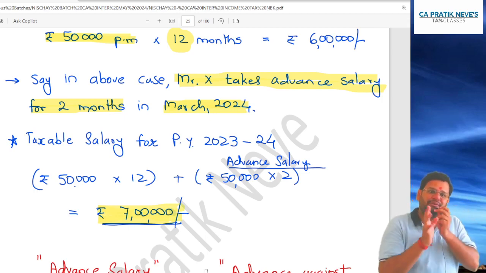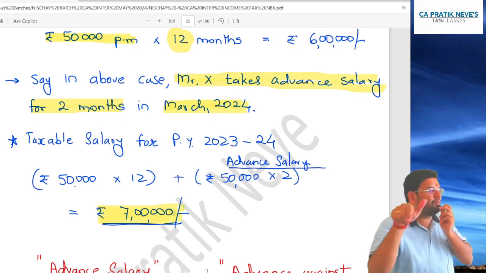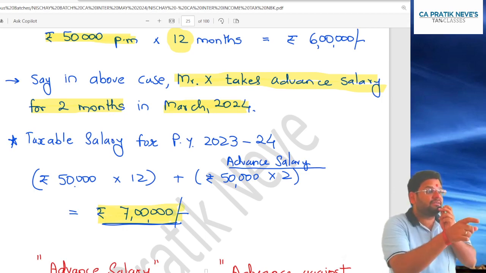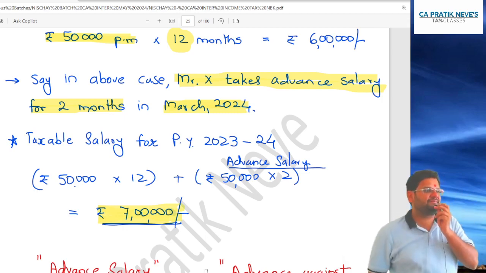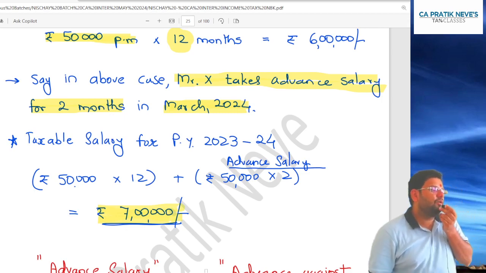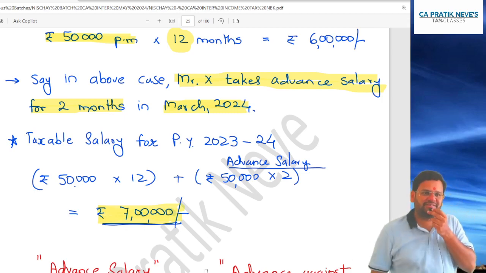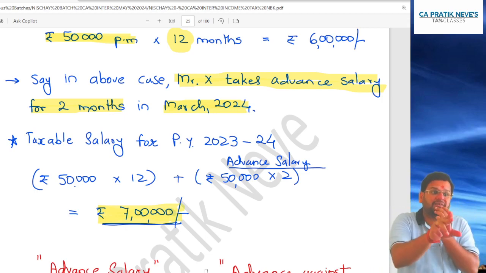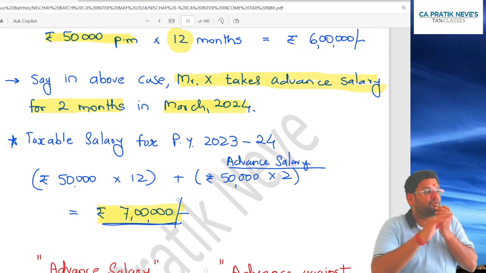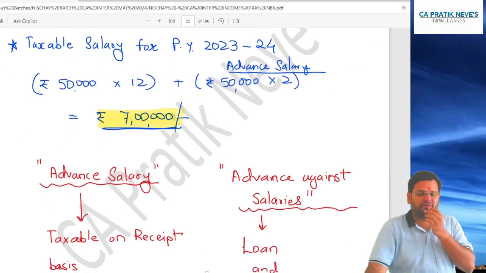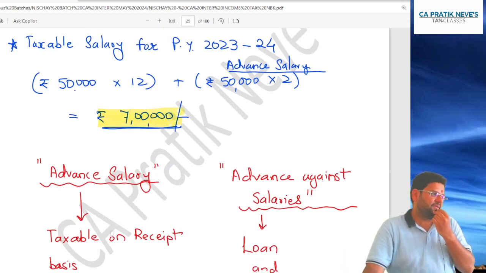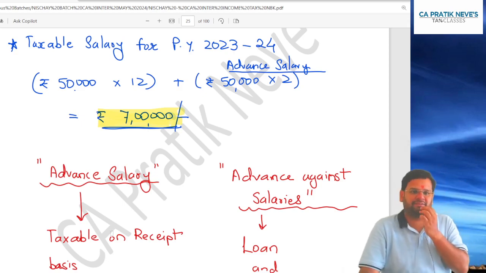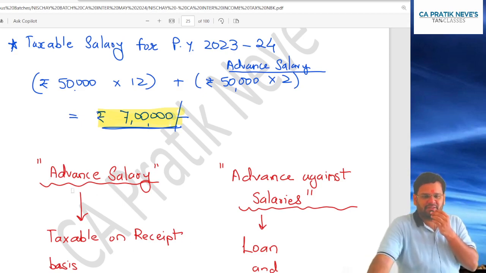In both cases, you are getting the amount. No difference. You are getting the amount in the bank. But one is advance salary, which will become taxable on receipt basis. And one is a loan. Loan cannot become taxable immediately. How can a loan be taxable? So there is a thin line of difference. If instead of that 1 lakh as advance salary, I take the same 1 lakh as advance against salary, it will not be taxable immediately. It will become taxable in the next year. So next time, don't take advance salary. Take advance against salary. Getting it? So that is a difference.